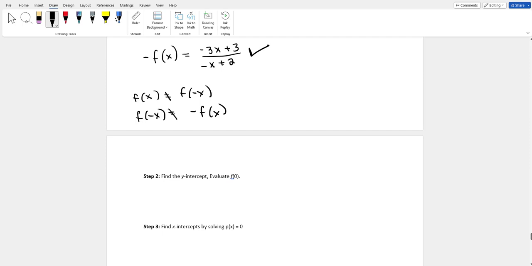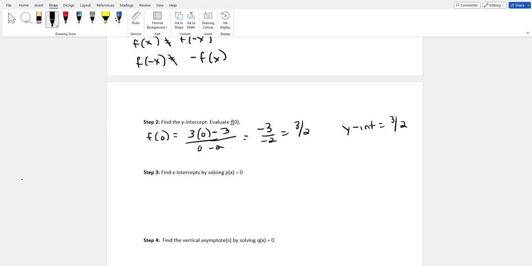The next thing we're going to do is figure out the y-intercept by calculating f of 0. So whenever I see an x, I am going to plug in 0. I end up with negative 3 over negative 2, which is 3 over 2. So my y-intercept is 3 over 2. To figure out the x-intercepts, we're going to set the numerator equal to 0. Solve for x. I get x is 1. So my x-intercept is 1.